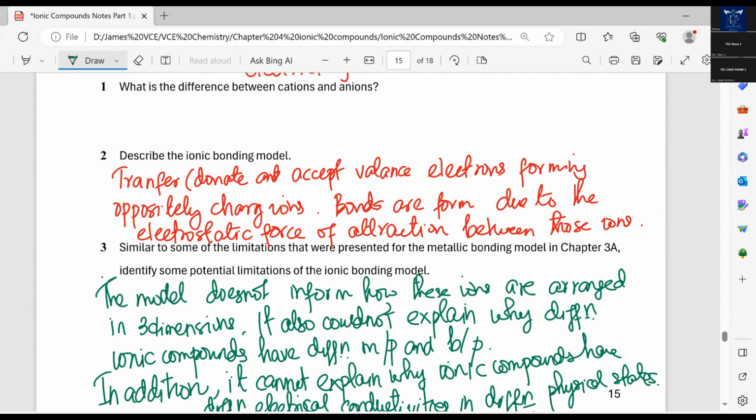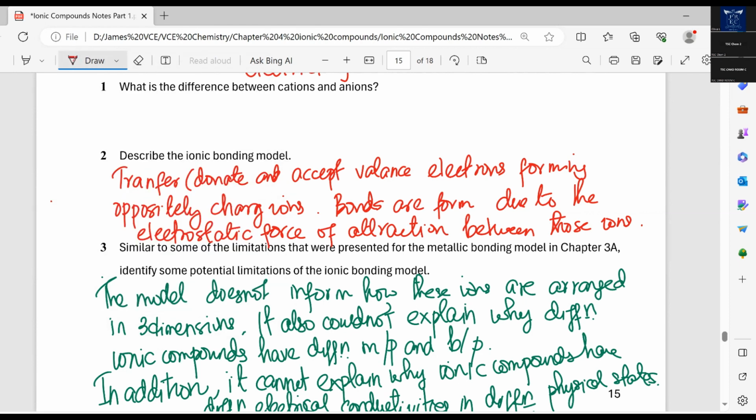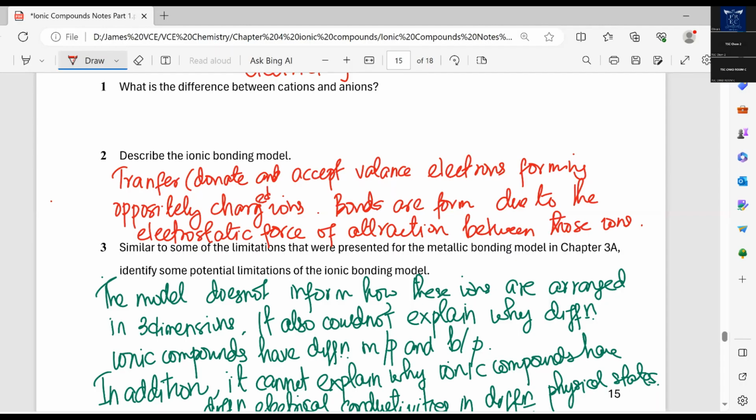The ionic bonding model says it forms when there is a transfer of electrons forming oppositely charged ions. Oppositely charged ions are bonded due to the electrostatic force of attraction. That's all. It stops there. But it doesn't mention anything about the three-dimensional shapes. It's not in the model.